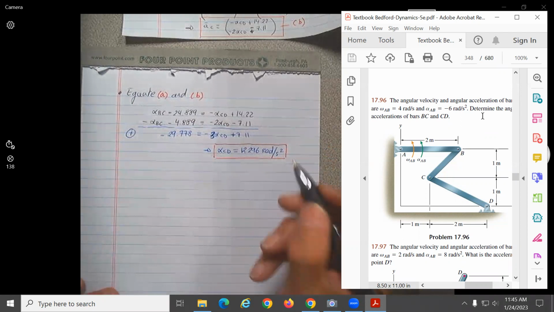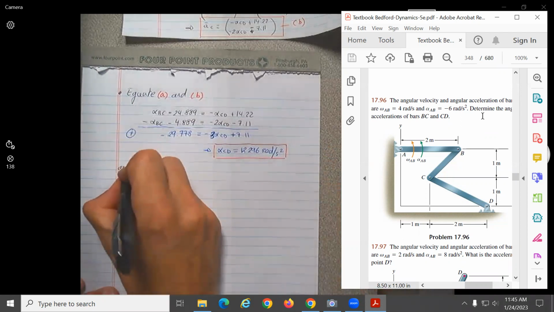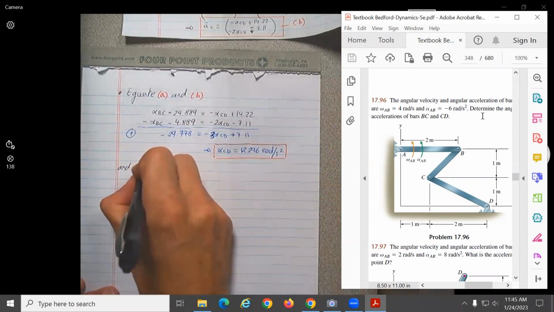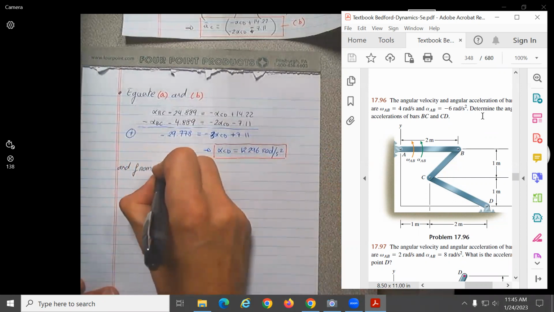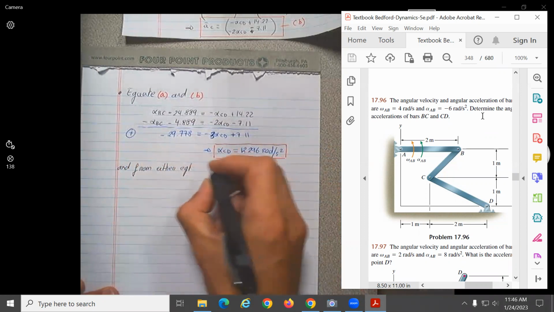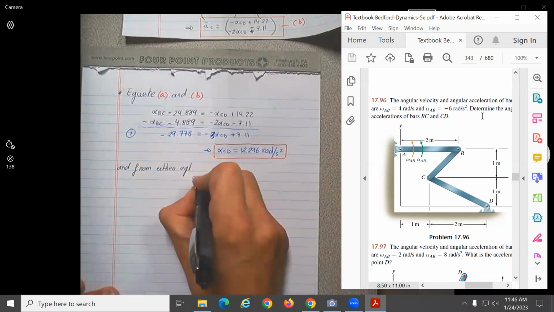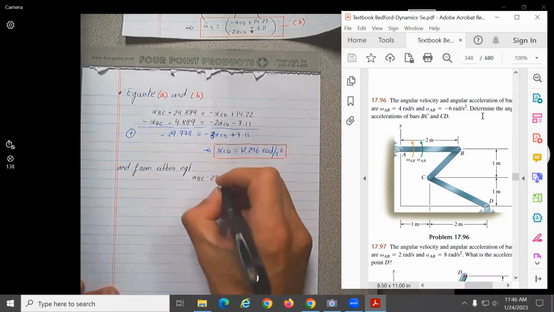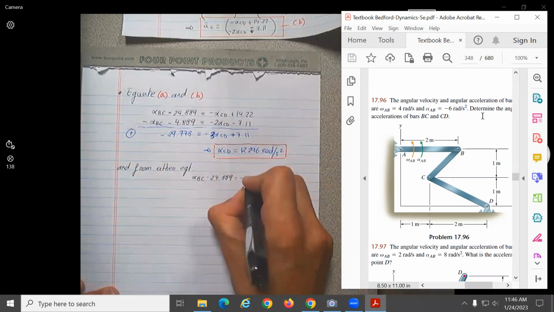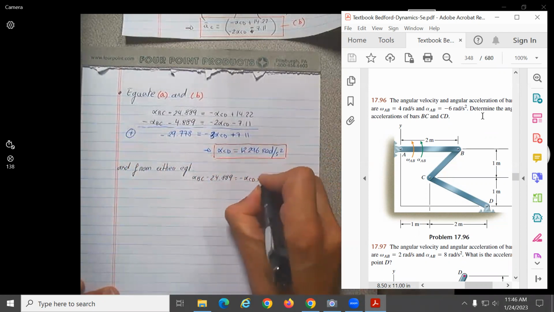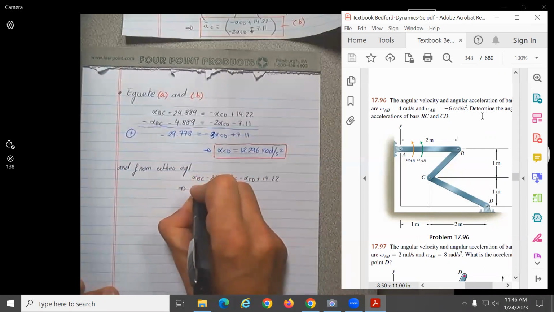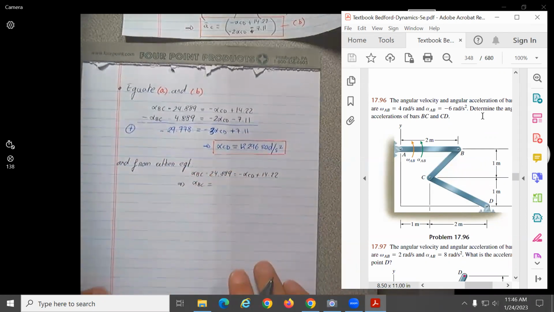Okay, and now what can we do? From either equation, let's say we select the first one, we have alpha BC minus 29.889 equal to minus alpha CD plus 14.22. From here, we can find alpha BC. Just give me the value.